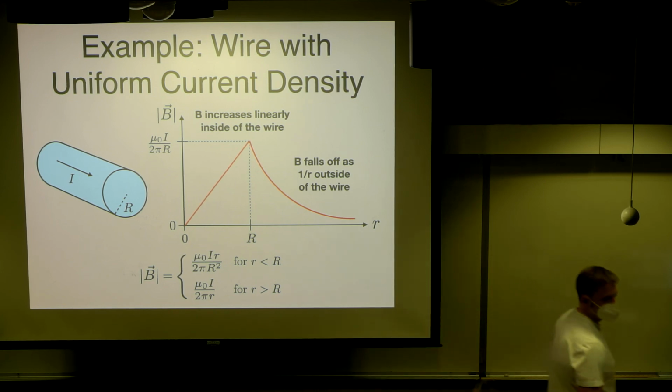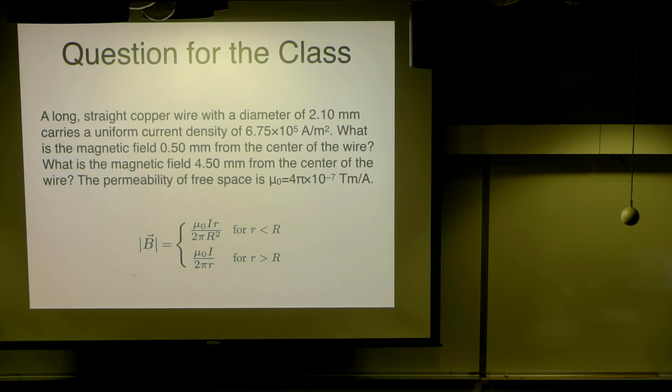All right, so we're going to end with one calculation. Take those results and apply them to this situation. Let's say we have a long straight copper wire with a diameter of 2.1 millimeters. Let's say that it carries a uniform current density of 6.75 times 10 to the 5 amps per square meter. The question for you is, what is the magnetic field 0.5 millimeters from the center? And what is the magnetic field 4.5 millimeters from the center?